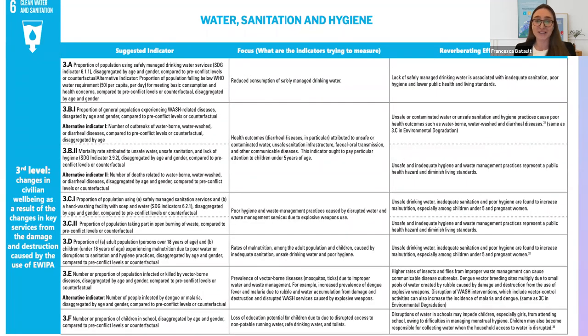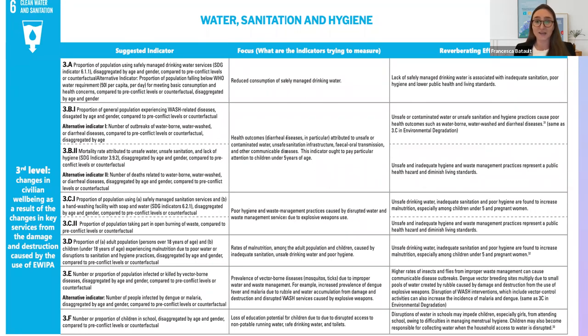Lastly, on other occasions, two suggested indicators for one focus area are included. In comparison to the alternative indicators, which are practically identical, these capture slightly different outcomes, which are both still aligned with the overall focus and spirit of the indicator. This is the case, for example, with indicator 3C here. When measuring poor hygiene and waste management due to disruptions in waste management services, one could either measure the proportion of the population that is using safely managed sanitation services, as is the case with the SDG shown here, or measure the proportion of the population that is taking part in the open burning of waste.